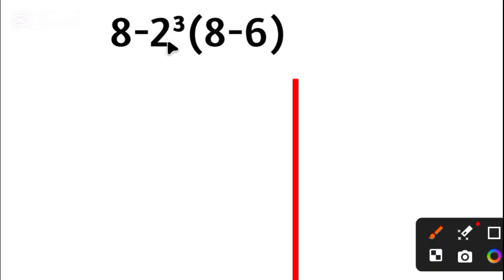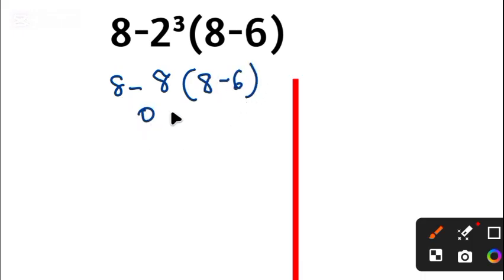2 to the power of 3 is 8. We have this 8 minus 8 in parentheses, 8 minus 6. 8 minus 8 will give us 0. 0 times this 8 minus 6, which gives us 2. 0 times 2 equals 0. But this answer is not correct.